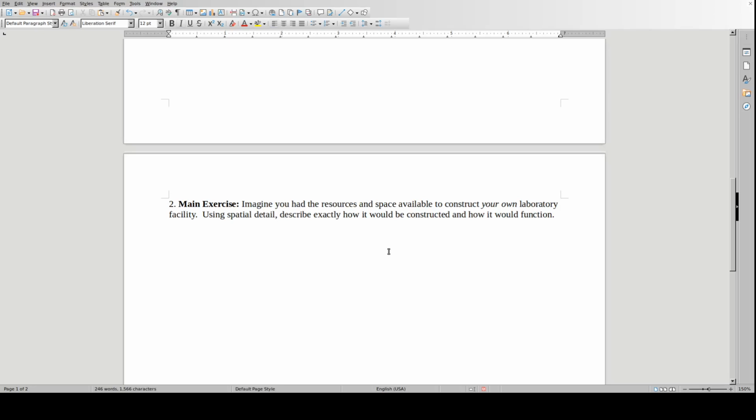And this one is much more general, and I want you to give me maybe let's say 200 to 300 words to answer this one. Imagine you had the resources and space available to construct your own laboratory facility. Using spatial detail, describe exactly how it would be constructed and how it would function. So I'll hit the highlights here. What I mean by how it would be constructed is not specifically how would it be built or put together. Instead, what I mean is what would it look like when completed?